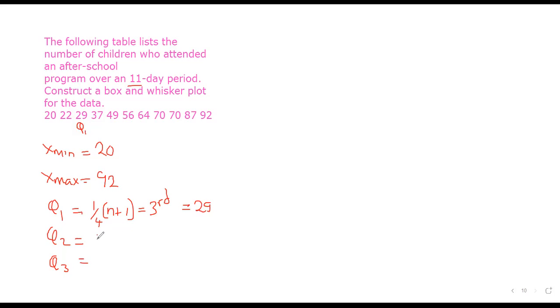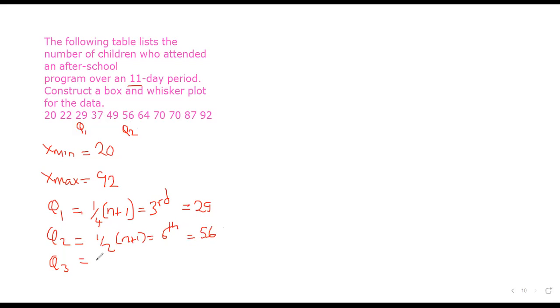And Q2 is half of N plus 1. N plus 1 is 12. Half of 12 is the 6th number. Which is the 6th number? 3, 4, 5, 6. Q2, which is what? 56.